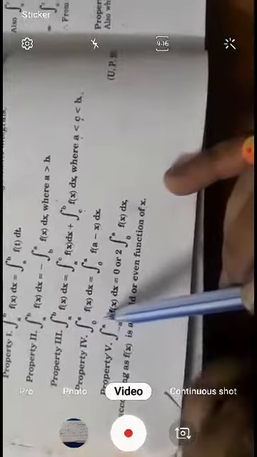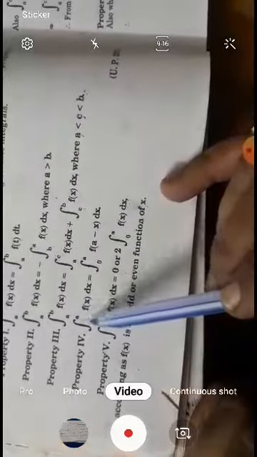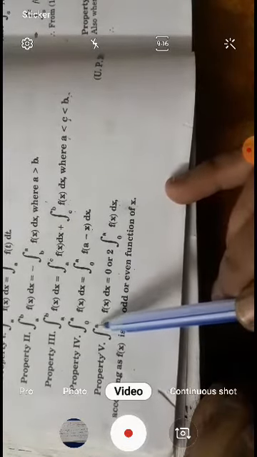Now the next, fourth property is 0 to a. अब हम क्या कर सकते हैं, a से माइनस कर सकते हैं x को और ये प्रॉपर्टी यूज़ कर सकते हैं. If we have minus a to a fx dx, it is equal to 0, or 2 times 0 to a fx dx, according to fx being an odd or even function.